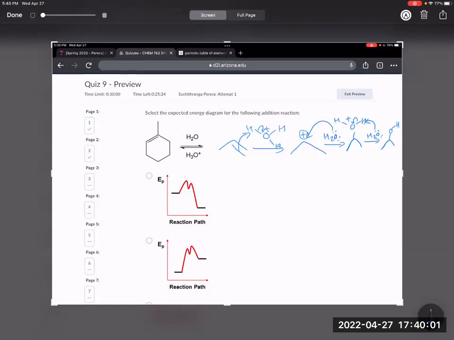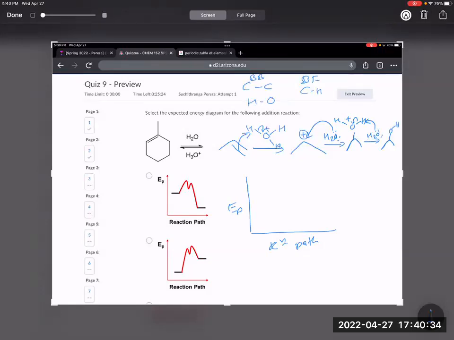Anyway, so you can see that we have three steps. That means there should be three humps in our energy diagram. So if we can draw them out here, here's our potential energy, here's our reaction path. In the first step, we are breaking a carbon-carbon bond and also an HO bond and only forming a CH bond. So bonds that are formed are CH, and bonds that are broken are CC and HO.